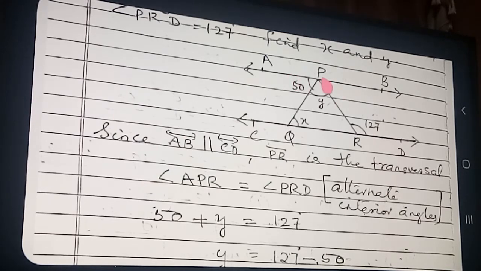See, which transversal have you taken? You have taken PR as the transversal. Therefore, angle APR is equal to angle PRD. Clear? Angle APR is equal to angle PRD. So what is angle APR? See here, angle APR.